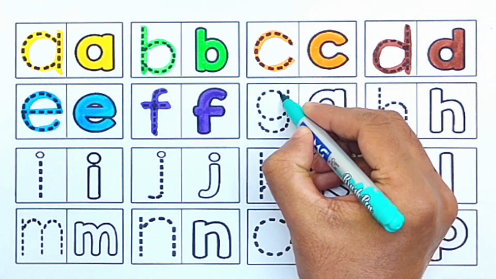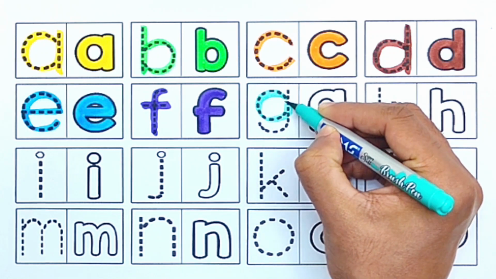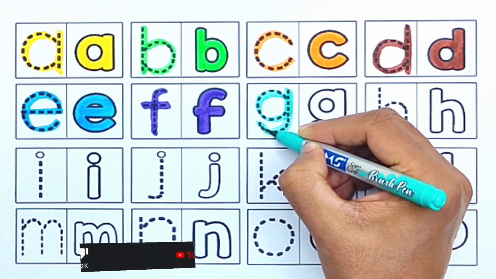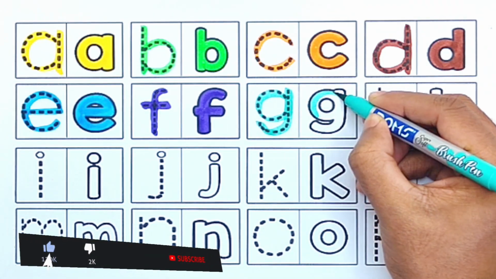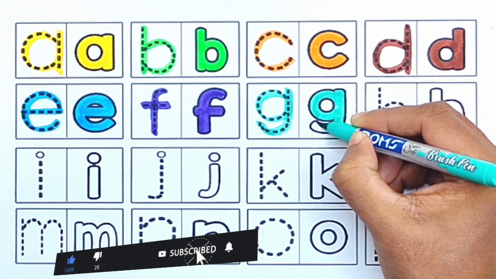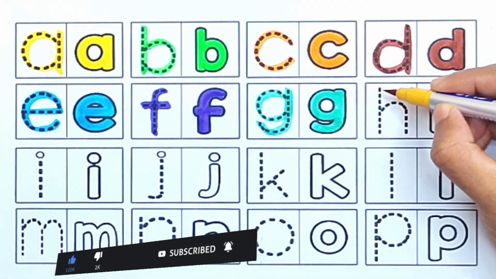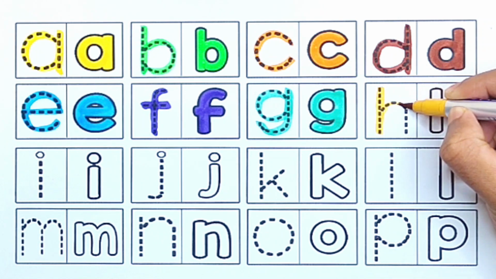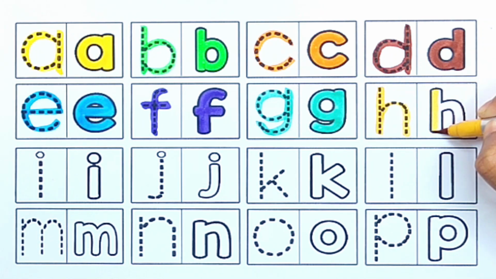Green color. G for grapes. G for garden. Yellow brown color. H for hand. H for house.